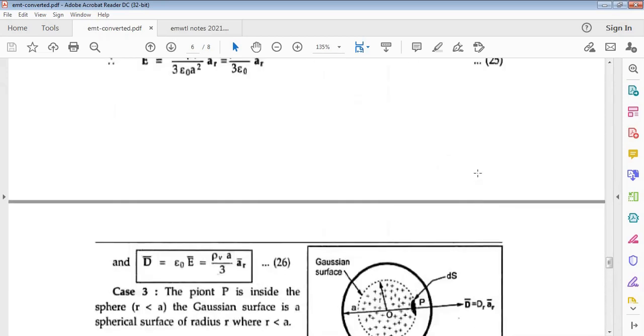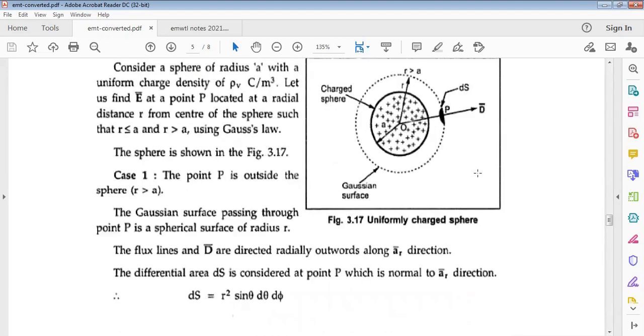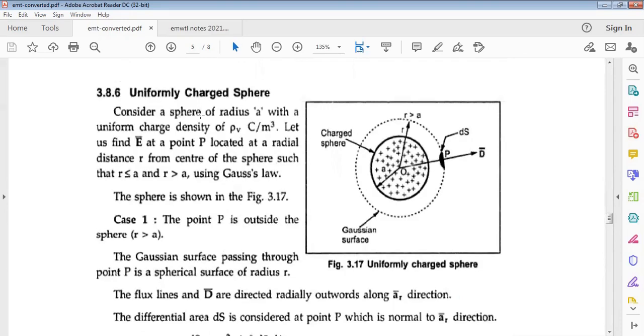Now you can see the first case. Consider a sphere of radius A with a uniform charge distribution of rho v. The total charge is uniformly distributed throughout the sphere. Let us find the E bar at the point P located at the radial distance of R, that is, a Gaussian surface at the point P.